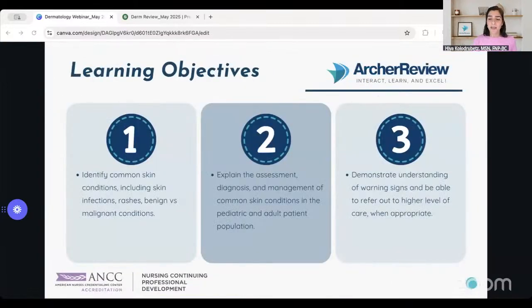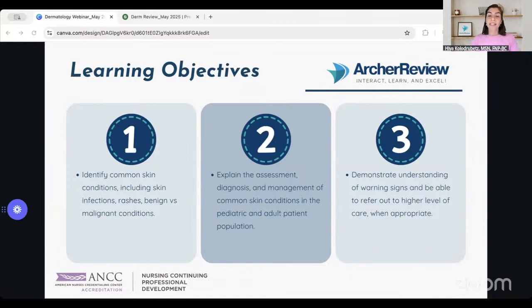Some learning objectives that we're going to cover tonight. Remember, we're talking about that primary care setting. So common skin conditions, including skin infections, rashes, benign versus malignant conditions. These are things that we really need to be watching for and making sure that we catch. The nice thing is skin cancer is pretty slow growing, right? But we want to make sure that we're educating our patients about sun protection. We're watching for those malignant spots, and we're referring patients when appropriate. So we're going to talk about those common skin conditions and what's benign and what's not benign, more towards malignant.